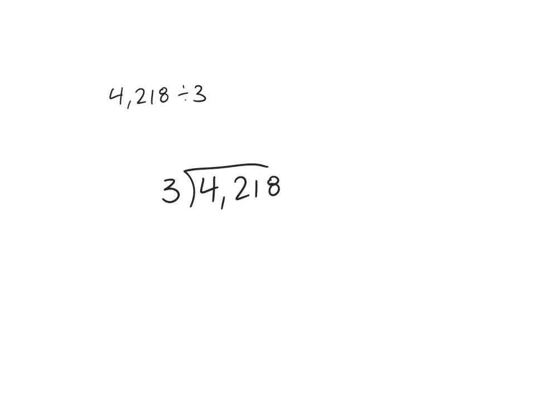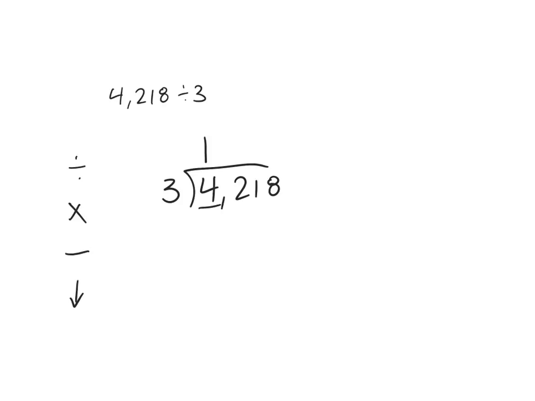Okay. And I'm going to remind myself of the steps I need to take when I am doing the standard algorithm. And I'm going to go through them, starting with my largest place value, the 4 in the thousands place. So I have 4 thousands. I ask myself, well, how many groups of 3 can I make if I have 4 thousands? And I can make 1 group. So 4 divided by 3 is 1.